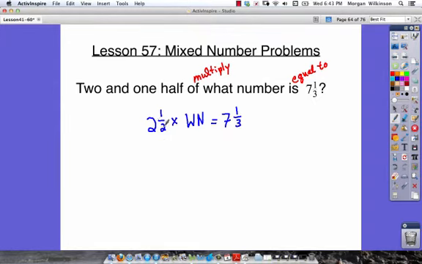So 2 1/2, that's the same thing as 5 halves. So we're going to get 5 halves times Wn. That's going to be equal to, we've got 7 1/3. 3 times 7 is 21, plus 1 more is 22, so we get 22 over 3. Now we want to get Wn by itself, so we have to multiply by the reciprocal of 5 halves. The reciprocal of 5 halves must be 2/5.